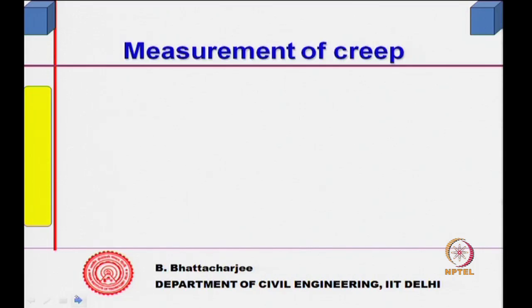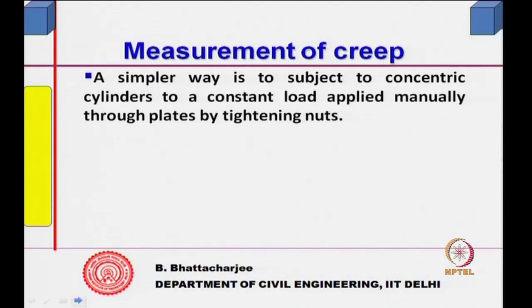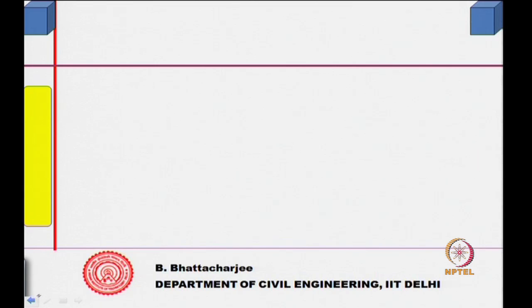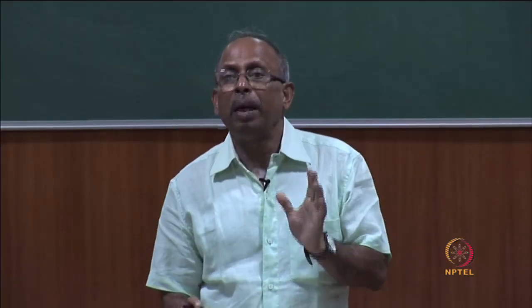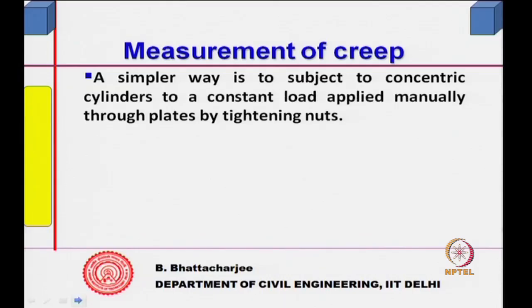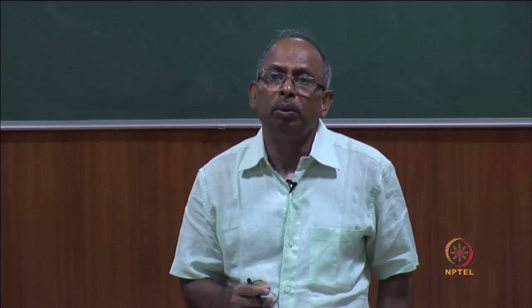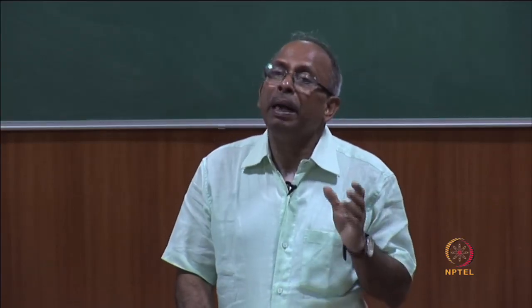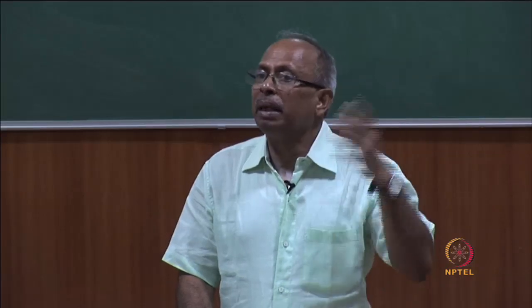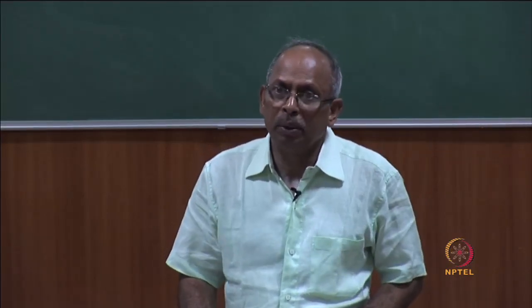Researchers have tried to adopt somewhat simpler ways. If you look at the dimensions of this setup, it will be very large, at least something like 1.5 to 2 meters for the specimens, plus a loading frame through which you can apply constant load. So this is a large setup and costly also. A simpler way is to subject two concentric cylinders to a constant load applied manually through plates by tightening nuts, which we will see. In the earlier one, you have a jack through which you apply the load and maintain it, and you can test a number of cylinders in one go, stacking them together to study.